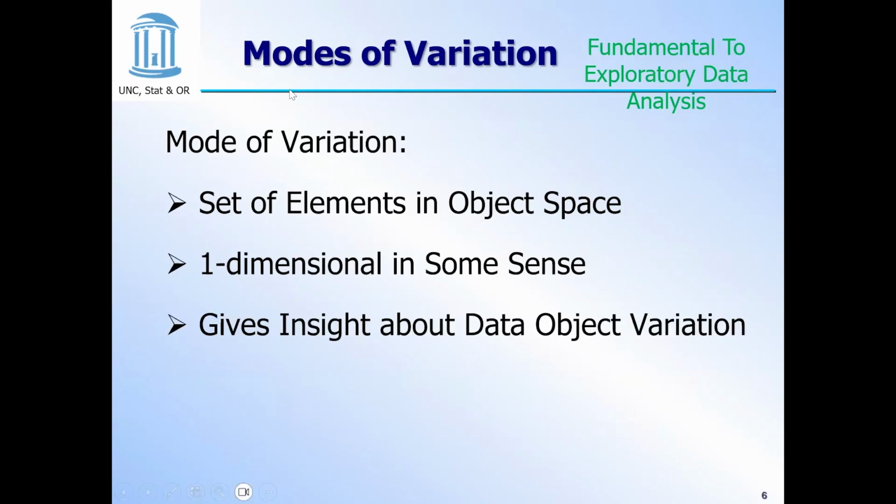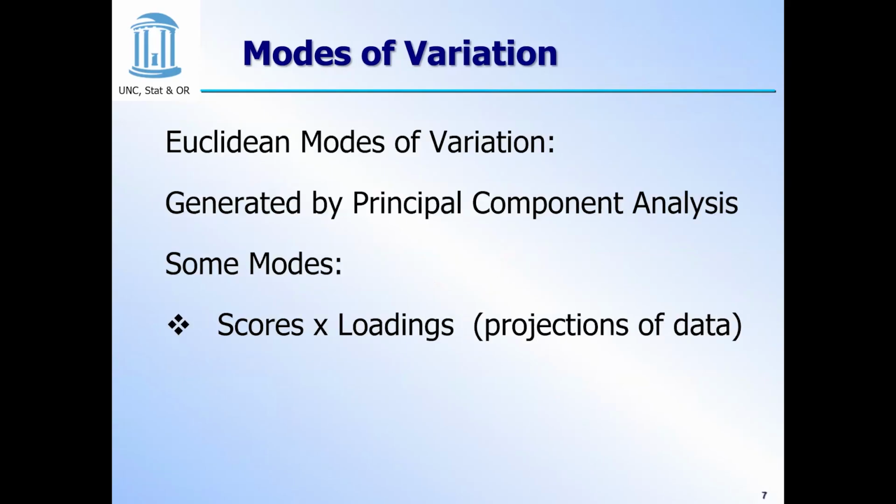Okay, yeah. So what is a mode of variation? Well, I take it to be just a set of elements in the object space, which is one-dimensional in some sense and tells us something about the variation of the data objects in the population there. So in the case of just simple PCA, there's actually several interesting modes of variation, even in a PCA. One of those is what you think about typically. You think about a point cloud, find the direction of maximal variation from the mean, look at the projections. Those projections you get are a one-dimensional set, and so that's a mode of variation.